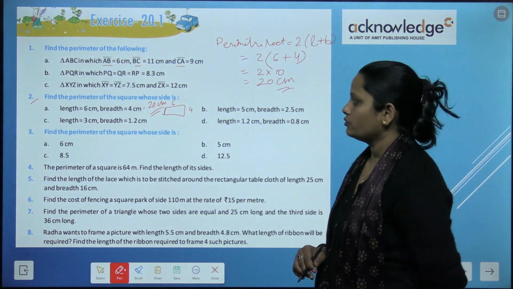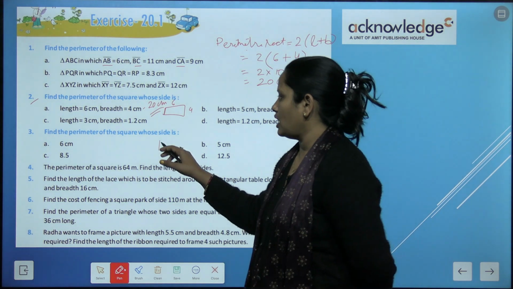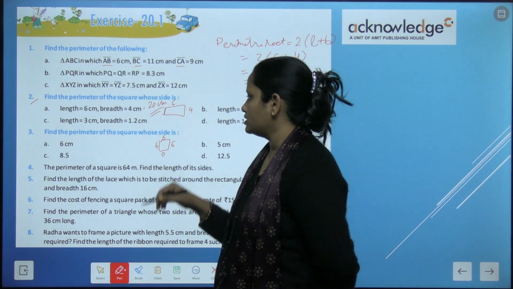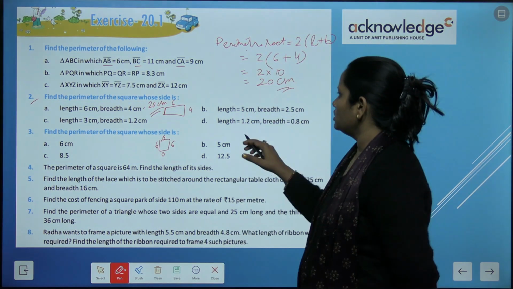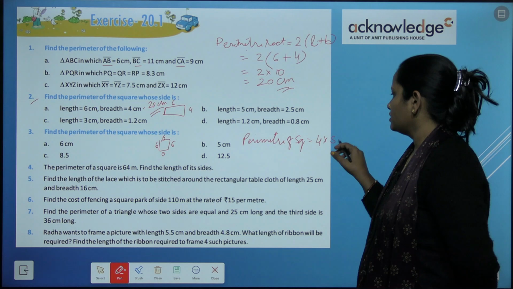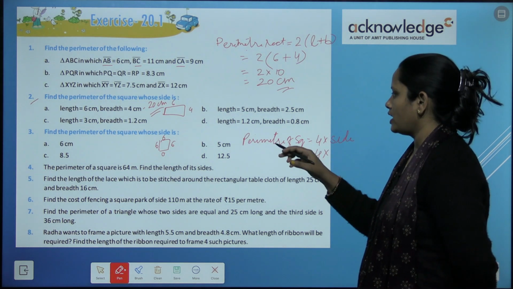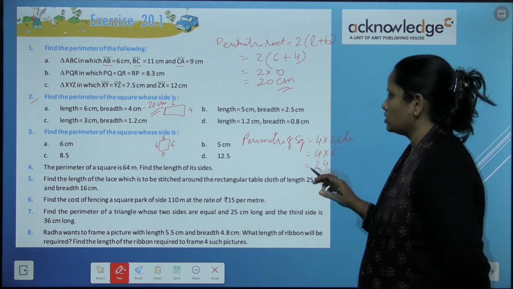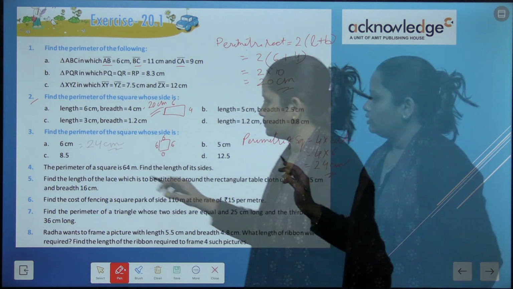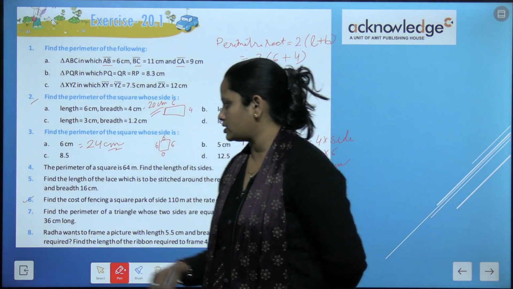Now children, let's find the perimeter of a given square whose side is 6. Now here there is a square whose side is 6. So here the perimeter of a square is 4 multiply side. So 4 multiply 6. So here it is 24 centimeter. Now let's do this question number 6.